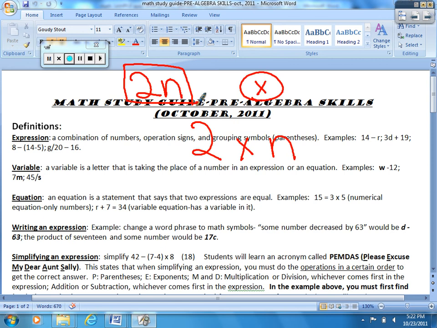Multiplication in algebra is usually indicated by the number and the variable, the letter, being side by side. And that is multiplication. You sometimes see it with a dot, but rarely, so the students need to get used to the fact that if a number and a letter are side by side, that indicates multiplication. All right?